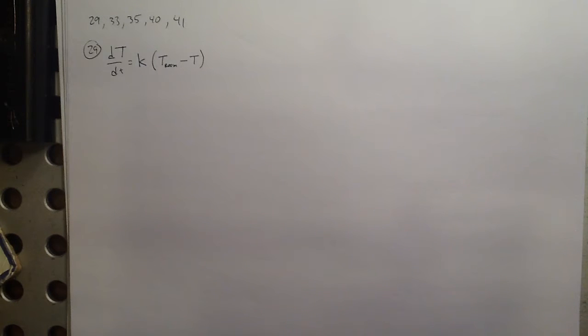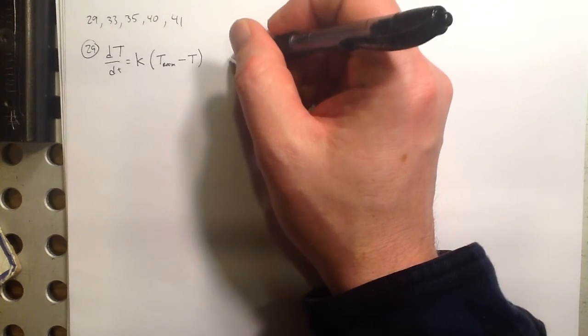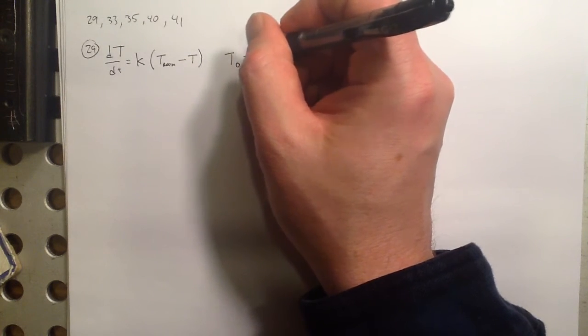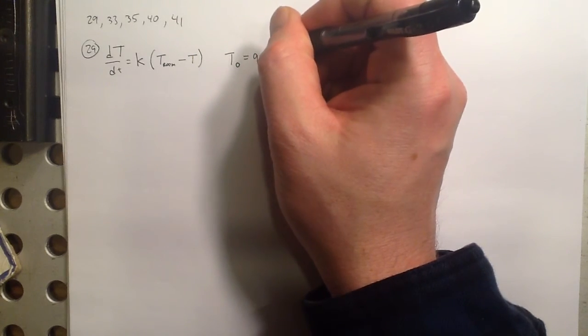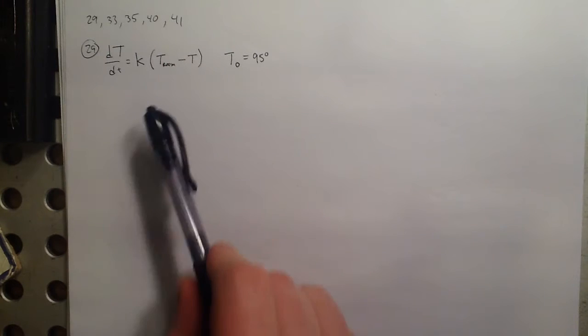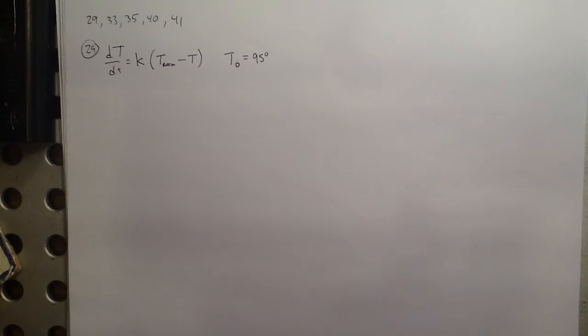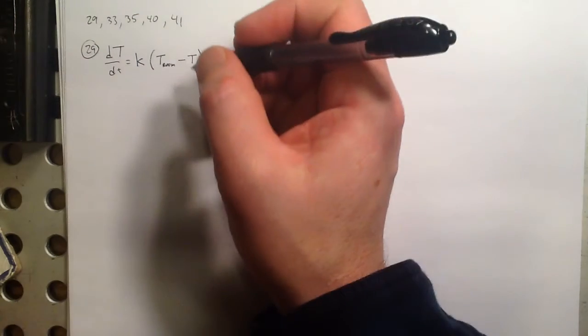All right, so part A: assume that Newton's law of cooling applies, set up and solve an initial value problem. So we've set up the differential equation, and we know that T, the temperature at time 0, is 95 degrees. So that's our initial value problem. Initial value problem means you have the differential equation, and you have one value, which is often the starting point. And now they want us to solve that. So let's see what we can do.